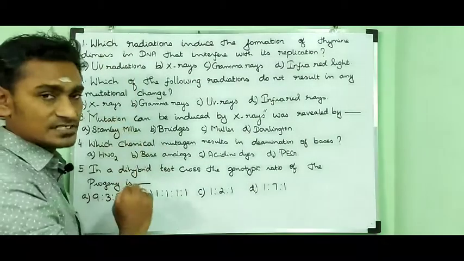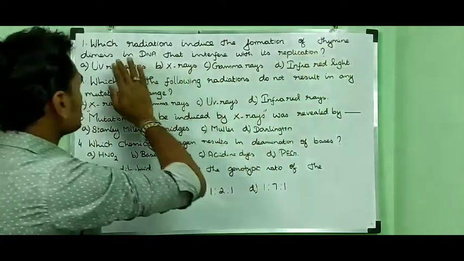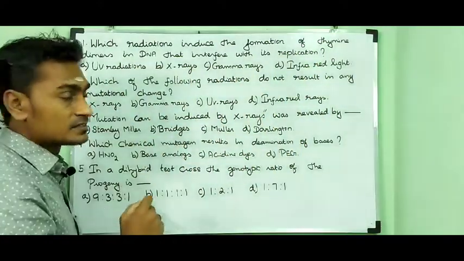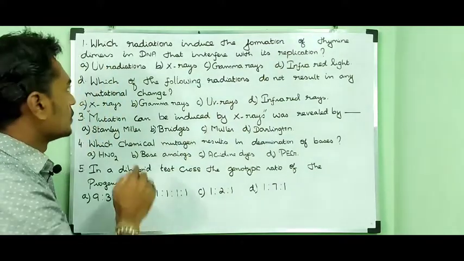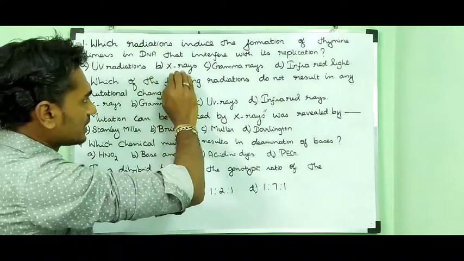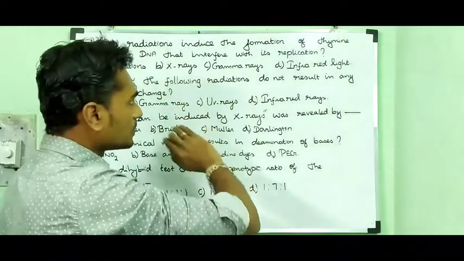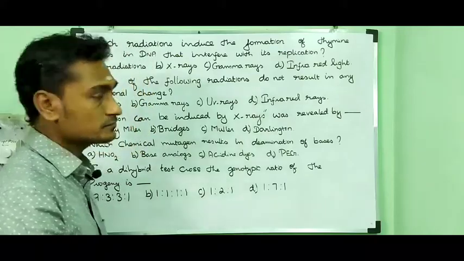Which radiation induces the formation of thymine dimers in DNA that interfere with its replication? Option A, UV radiation; option B, X-rays; option C, gamma rays; option D, infrared light.